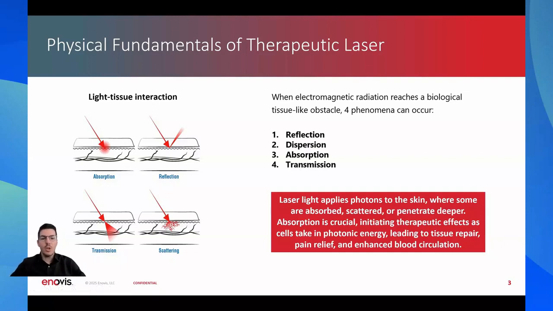Let's now talk about the physical fundamentals of the therapeutic laser. When electromagnetic radiation, such as laser light, comes into contact with biological tissue, four physical phenomena can occur: reflection, scattering, absorption, and transmission. In clinical practice, the most important phenomenon is absorption, as it allows the light to be captured by cellular structures such as mitochondria, thus initiating the therapeutic effects of photobiomodulation.